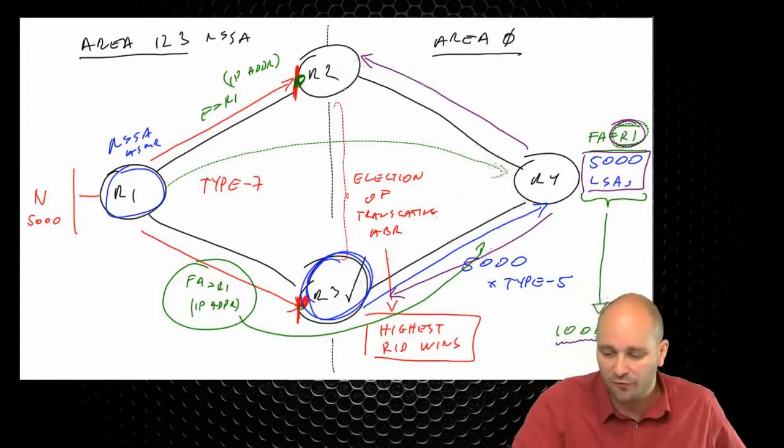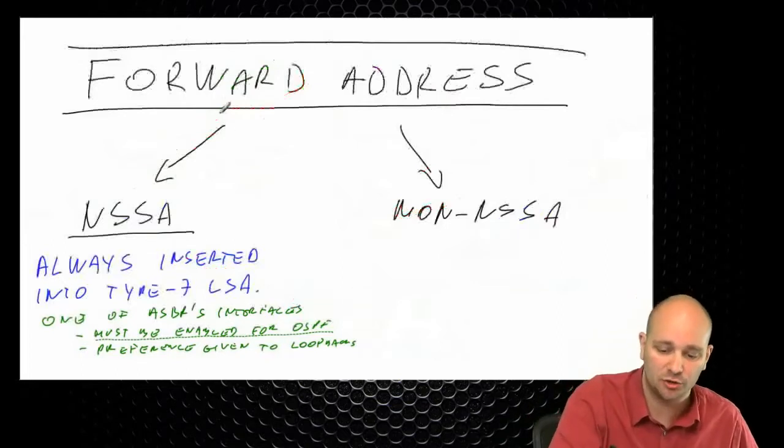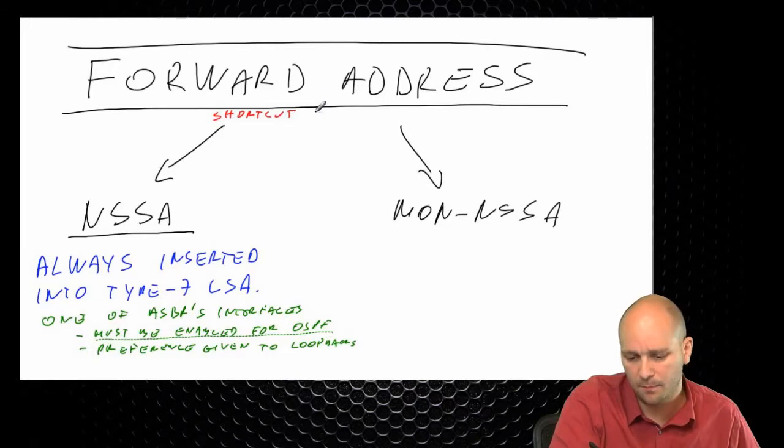So this is what the forward address does. It allows for certain shortcut in routing. So I'm just going to put this in here. It allows us to have a shortcut path calculation, let's call it that way.